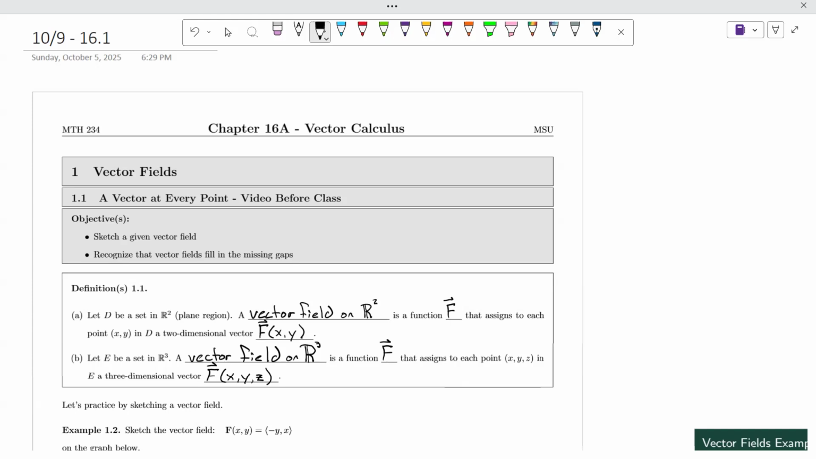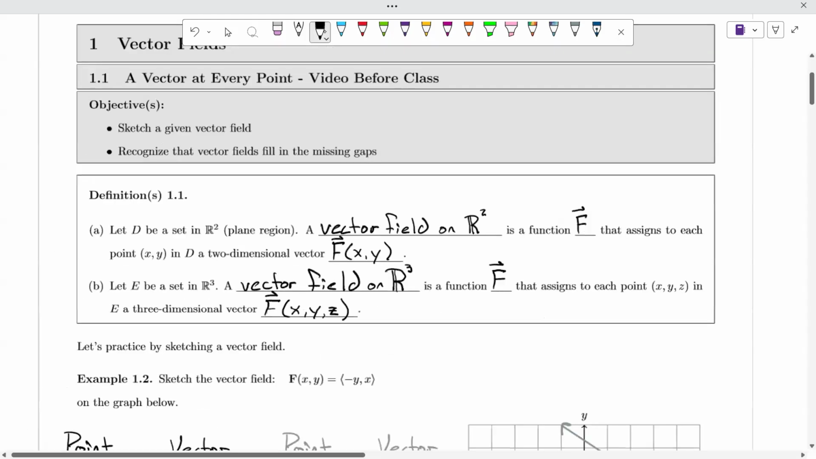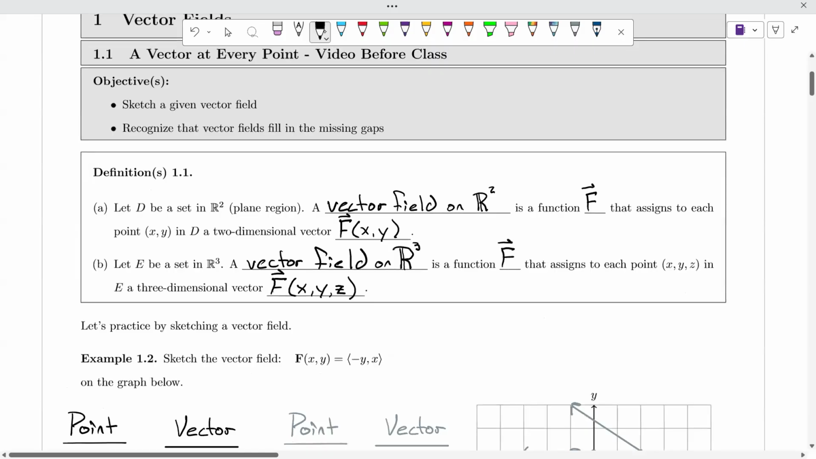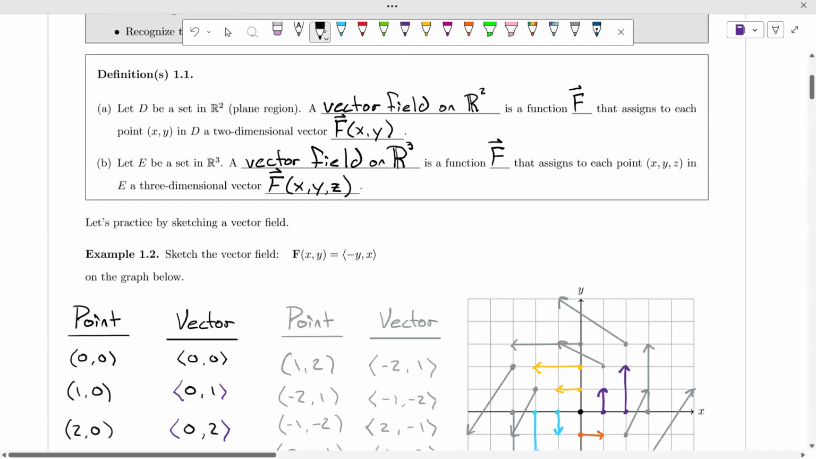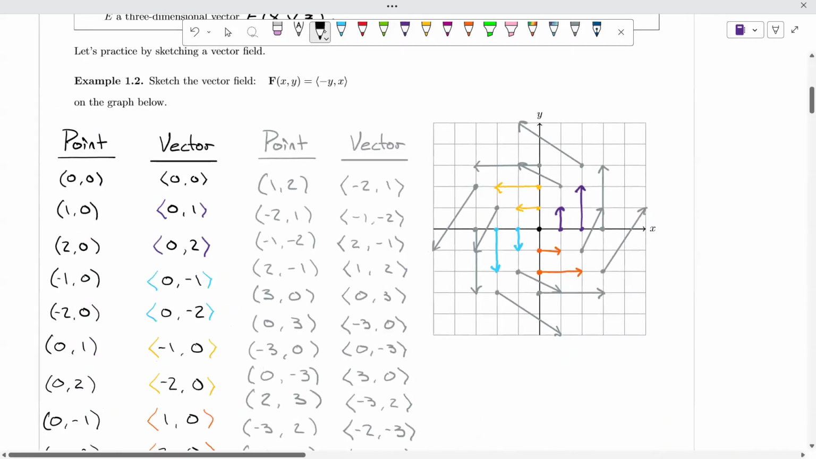So, vector fields. We'll look at vector fields in a couple of different ways, both in R2 and in R3. So 2D vector fields and 3D vector fields. Just a matter of how many input variables we're looking at. Just x and y, or all three of x, y, and z. So a quick example was just looking at the vector field F of (x, y) gets mapped to (-y, x). So these fields will be turning points into vectors. They take a point as their input and their output is a vector.